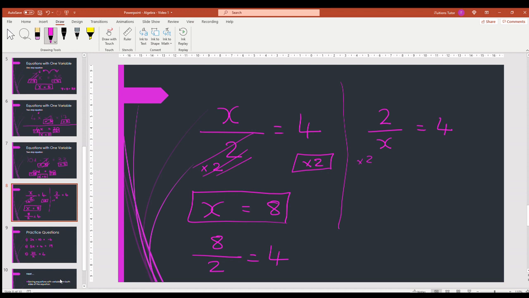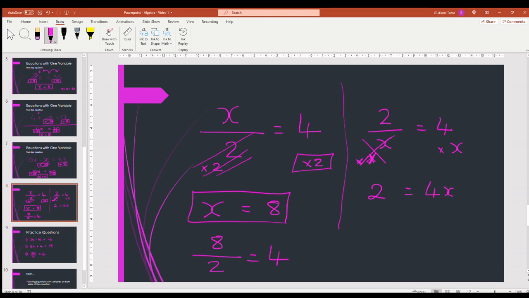So what you need to do is multiply by x, because it's 2 divided by x and the opposite of division is multiplication. So to get rid of the x, we will multiply it, and that cancels out. But we must do the same on the other side. Multiply by x. This now gives us 2 on this side equals 4 multiplied by x, 4x.